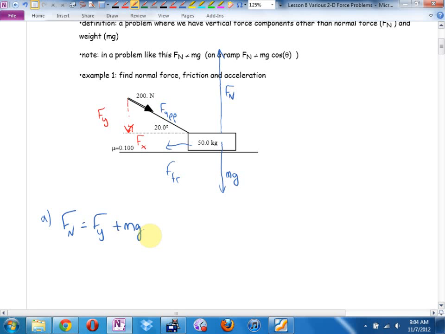Mg, no problem, 50 times 9.8. Oh, Fy. Trig. Hypotenuse. Fy, opposite, adjacent, or hypotenuse? Oh, it's going to be sine.